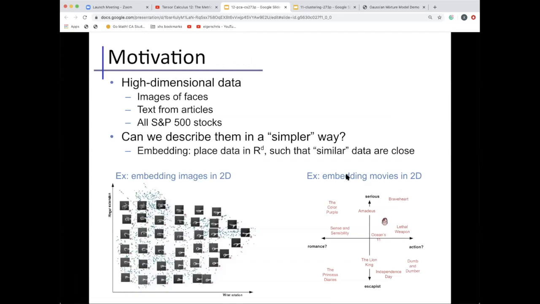In general, the motivation for dimension reduction is this: usually in real applications, you are presented with very high dimensional data, and that high dimensional data comes in many different ways. For instance, you might be presented with images of different objects. Each image is a matrix, and if you flatten it into a vector, that's very high dimensional.